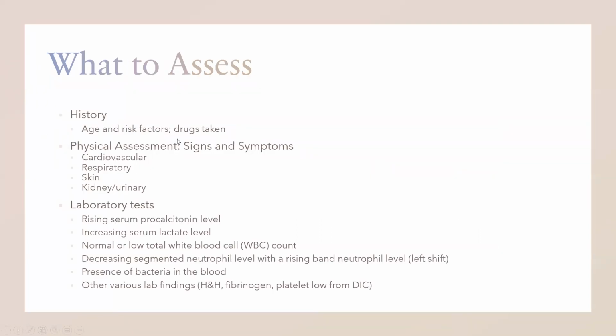So always assess them, right? Do they take drugs? Or it could be street drugs, or it could just be steroids, right? What medications do they take? And this is just your typical physical assessment, the cardiovascular, respiratory, skin, and kidney and urine system. Look at your lab tests, right? Serum procalcitonin levels, increasing serum lactate levels. I think the book says greater than 2.